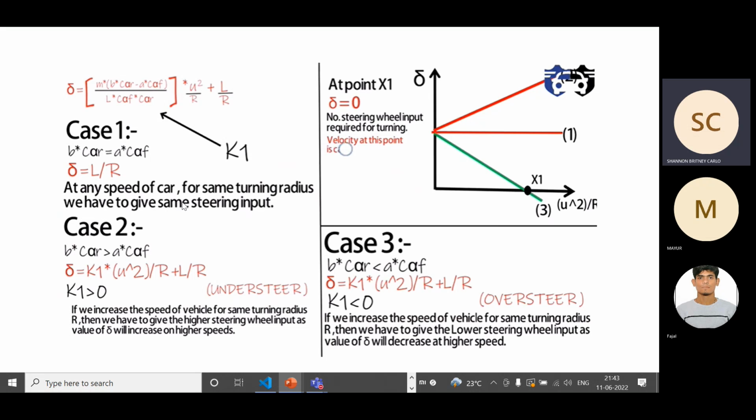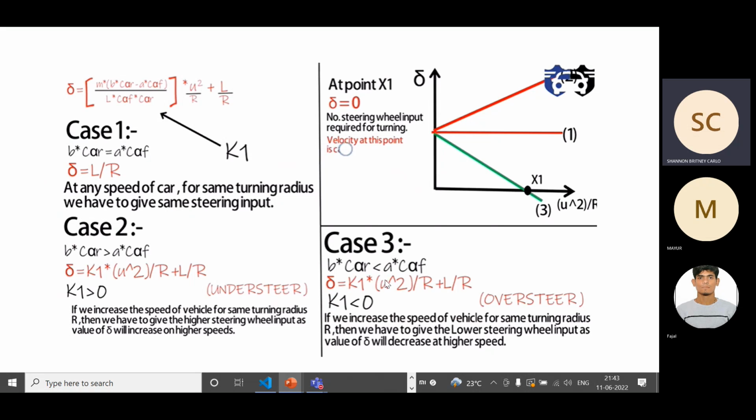Okay, so that is how much turn you're taking, and the steering input you're supposed to give. Now we have the understeer condition, where B into CAR is greater than A into CAF. Here delta will be equal to K1 into U square by R plus L by R, where we take this whole term to be K1. For this condition, K1 is greater than 0, whereas in the previous case K1 was 0. So this will be the understeer condition.